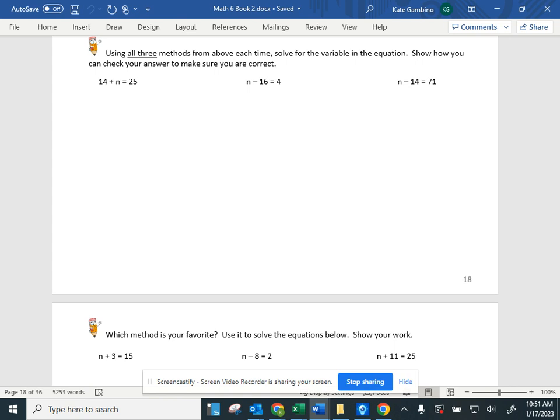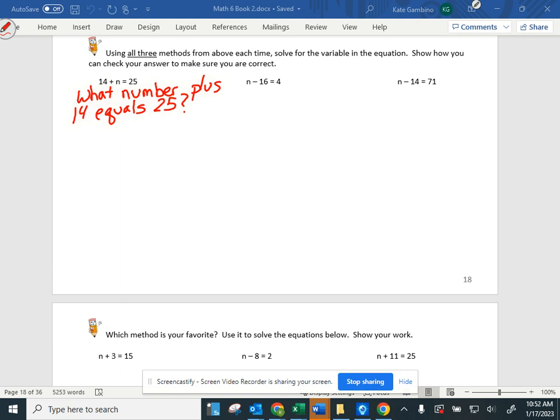So our first way, if we're going to use logic, I would ask the question, what number plus 14 equals 25? So I'd be asking that question. Before we said what number plus 12 equals 19, now it's what number plus 14 equals 25. So that's the first way, using that logic. These are ones that we could do that mental math with.